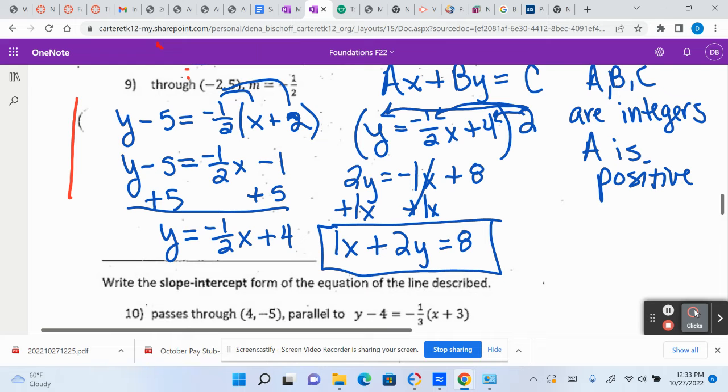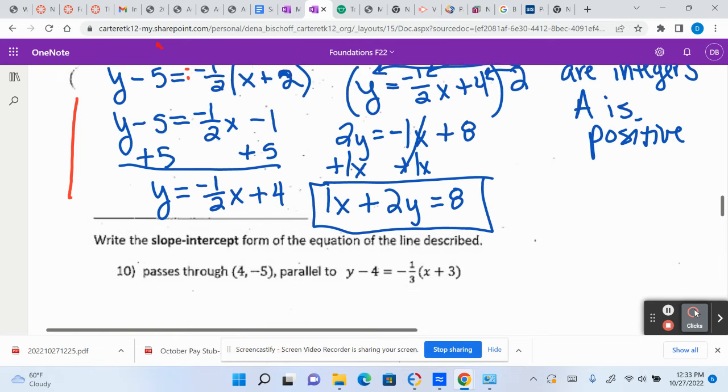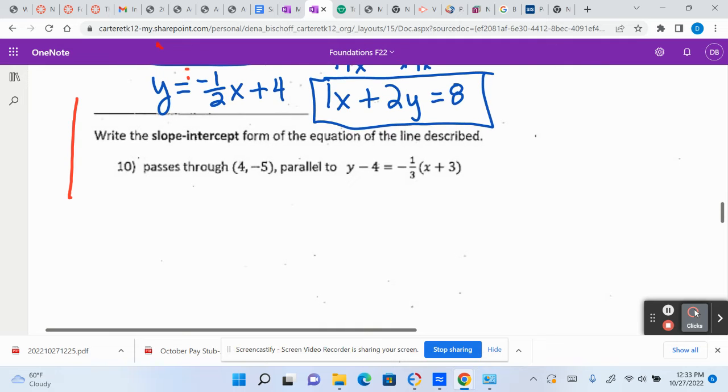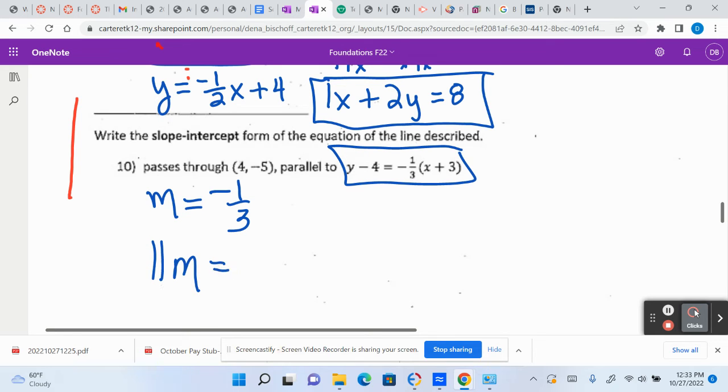Number 10. We're going to just leave this in point slope form. Tell me what to do here. Whenever I'm trying to write a line for a parallel or a perpendicular, what do I need first? Every single time? M. What is the M? Negative 1/3. What's the parallel M, Antoine? It's negative 1/3. It's passing through this point. Abigail, write me the equation in point slope form.